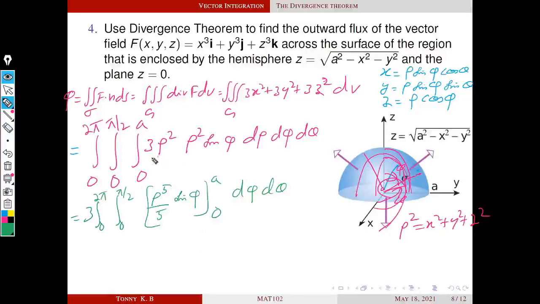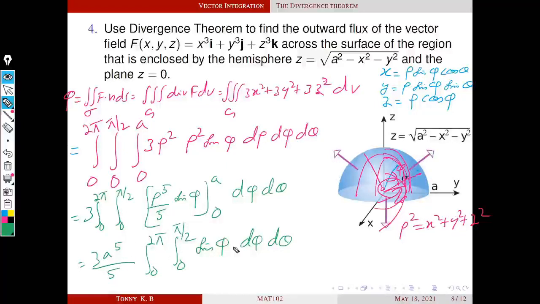Now this 3 is a constant, you can take it outside. So 3 times, and the integrand is rho raised to 4. The integral of rho raised to 4 is rho raised to 5 by 5, and sine phi is a constant with respect to rho. From 0 to a, by substituting a and 0 for rho, we get 3 a raised to 5 by 5, integral 0 to 2 pi, 0 to pi by 2, sine phi d phi d theta. When we substitute rho equal to a, this becomes a raised to 5 by 5. When rho equals 0, this term is 0. And a raised to 5 is a constant, that's why we take it outside.